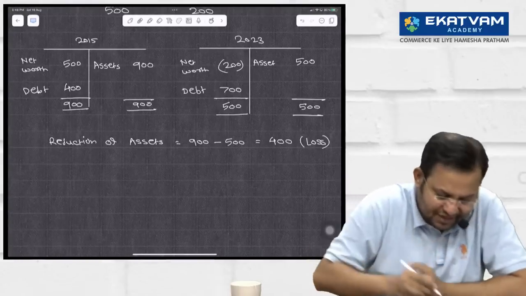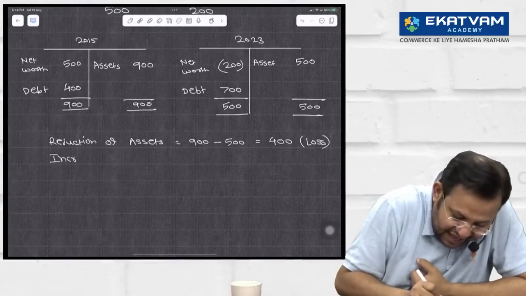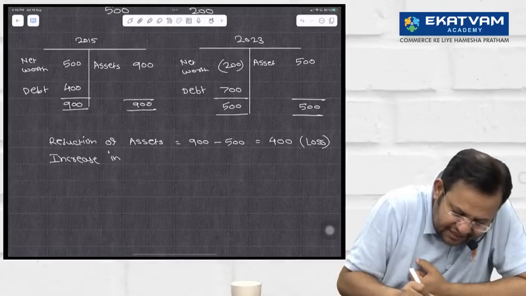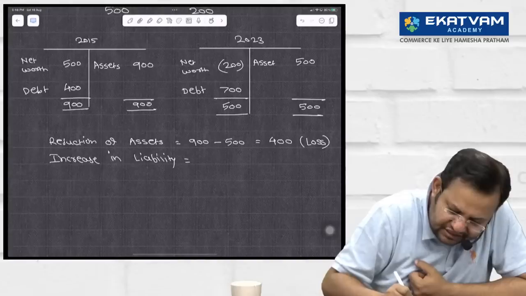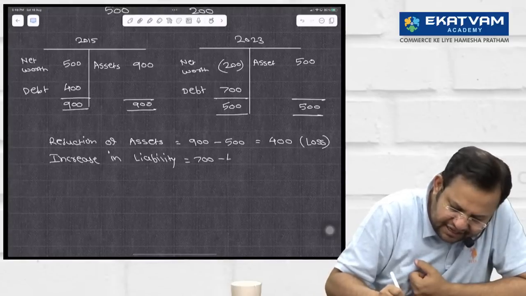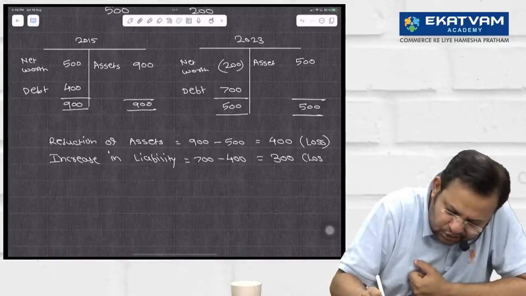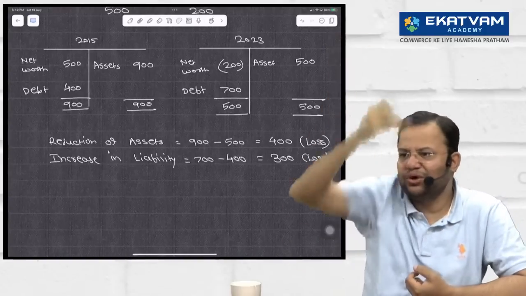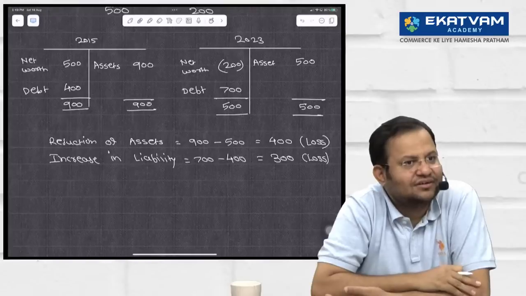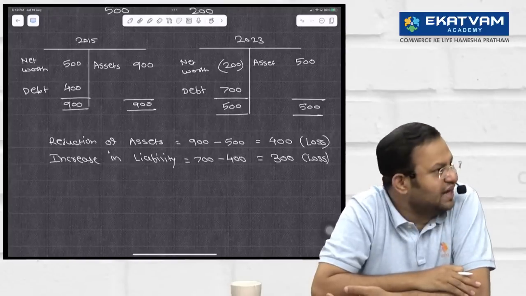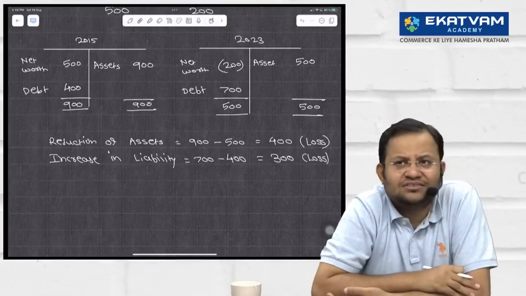Basics है. And your liability has gone up. Increase in liability is 700 minus 400 equal to 300, which is also a loss. If a liability is going up, it's a loss. If assets are going down, it's a loss.